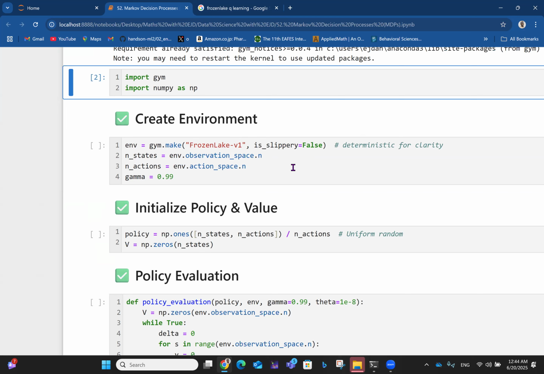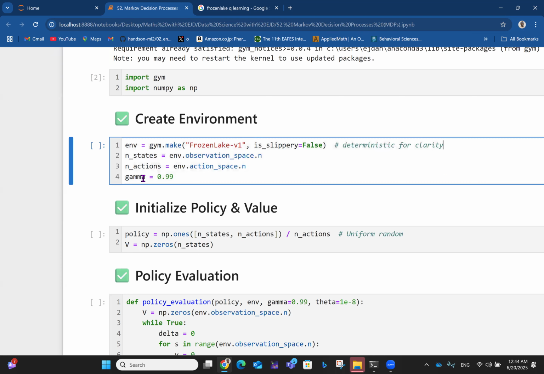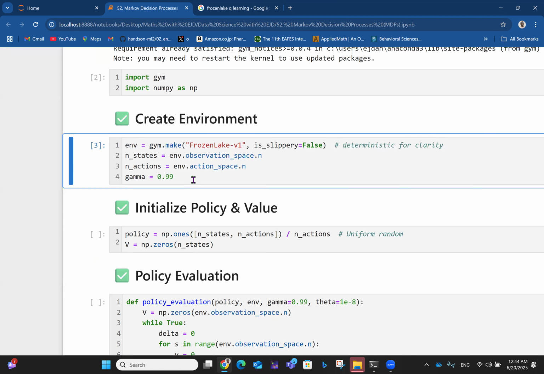Of course, working on a frozen lake is a big problem, right? So that's the kind of environment you're creating. It is deterministic; we are making it deterministic for clarity. Then you have n states, environment.observation_space.n, and n actions, environment.action_space.n. The gamma is 0.9. Gamma is the discount factor, so as close to 1 as possible. By this, we create the environment.